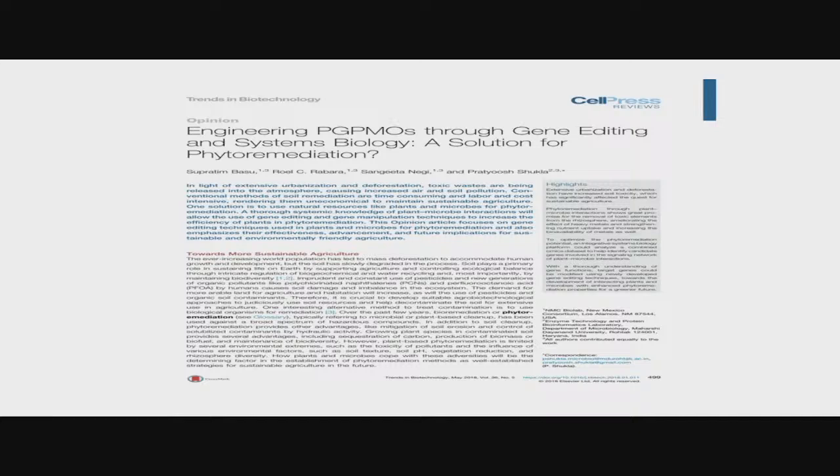Then we published this in Trends in Biotechnology: Engineering PGPMOs through gene editing and systems biology, a solution for phytoremediation? The question mark is still there, because even if we are successful, can we do it on a large scale, meaning phytoremediation of large areas, and areas really bigger in size? So what is the challenge?